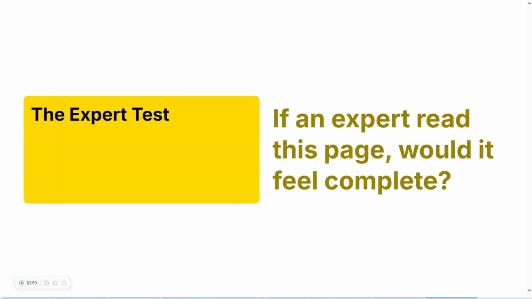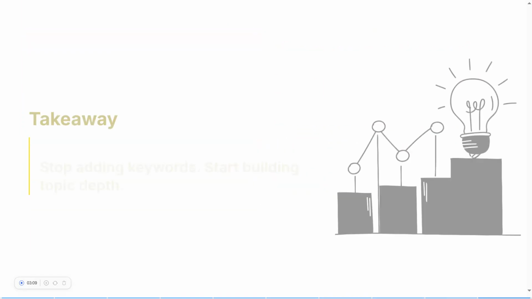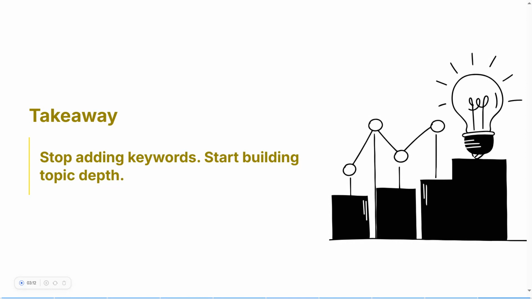The simple test is this: if an expert in the field read your page, would it feel complete? If the answer is yes, you likely covered the right entities. For our final takeaway, modern SEO is not just about adding more keywords, it's about building topic depth. When you explain a subject properly, entities appear naturally. And when entities are clear, Google understands your page with confidence. And that understanding is what is key to ranking.